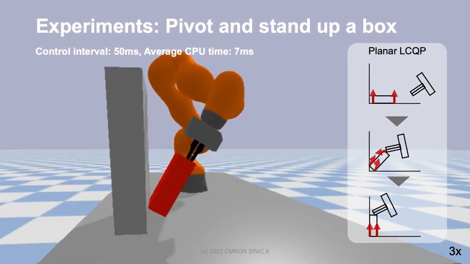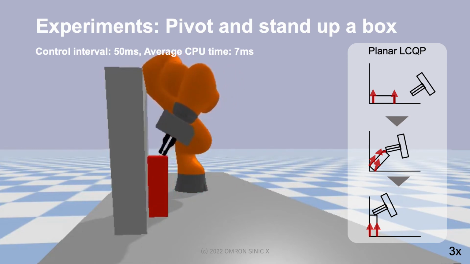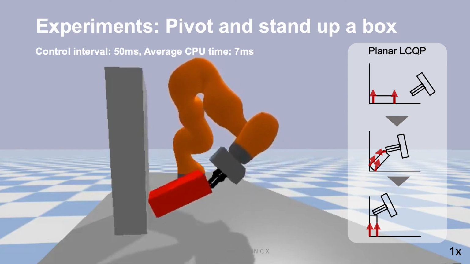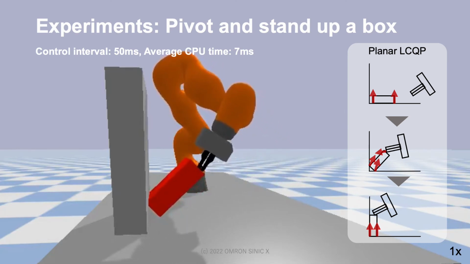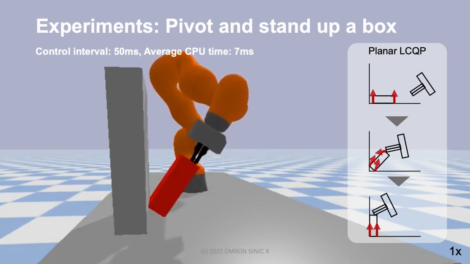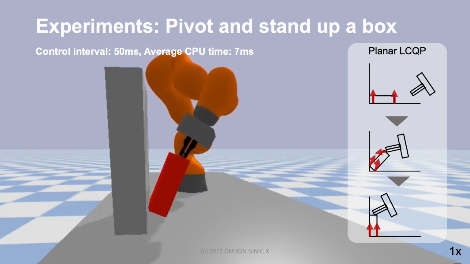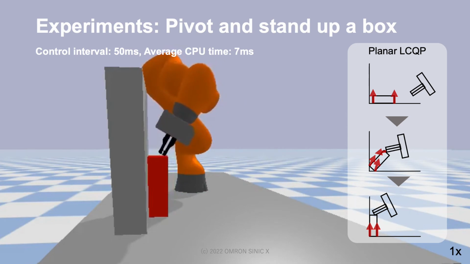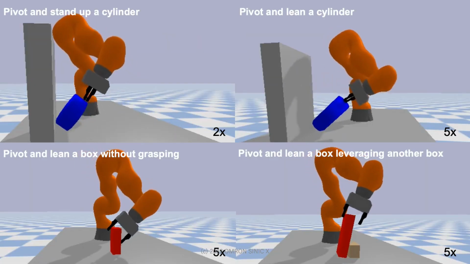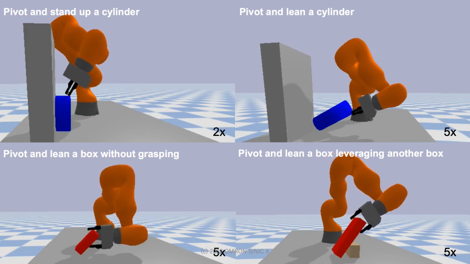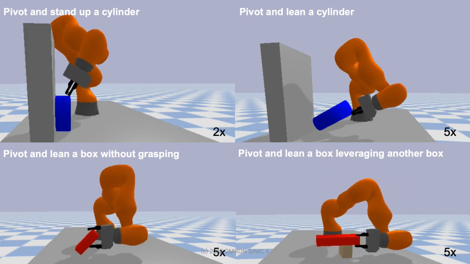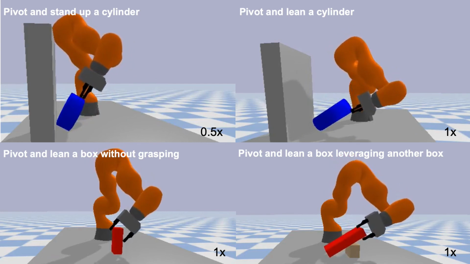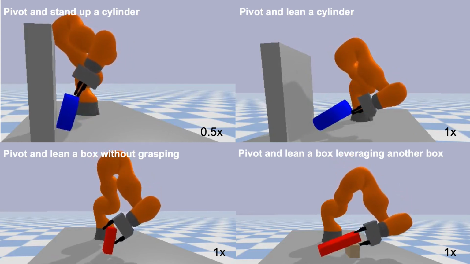Next, we demonstrate the effectiveness of the proposed method through physical simulations. The first task was to pivot and stand up a box without grasping it. Our method automatically determined the contact modes and control actions in real time and succeeded in the task. Our method could achieve other contact-rich tasks as shown here. In these tasks, our method could leverage the various contacts and find the desired position commands.